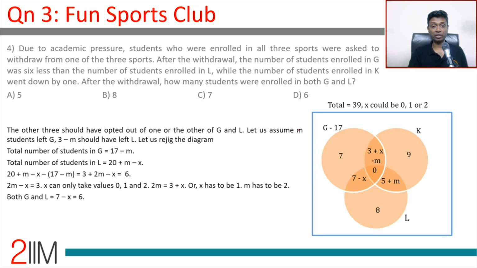Due to academic pressures, students who are enrolled in all 3 sports were asked to withdraw from 1. The number in K dropped by 1. L is greater than G by 6. It's exactly the same text. How many students were enrolled in both G and L? G and L is 7 minus x. We know that x is 1. 7 minus x is 7 minus 1, which is 6.